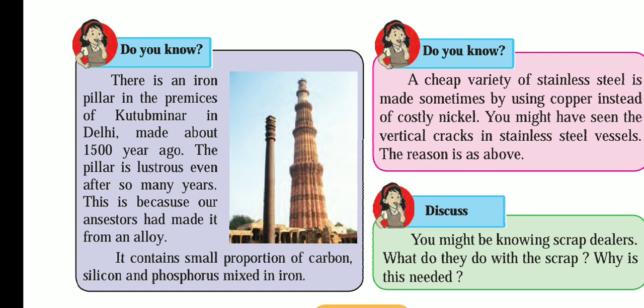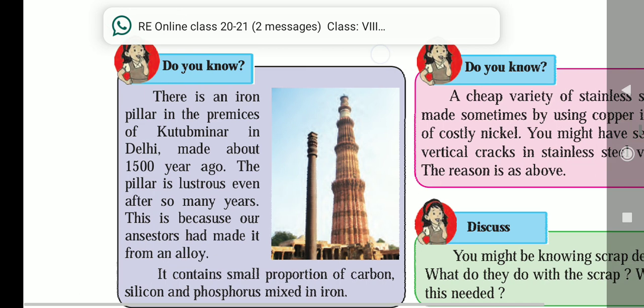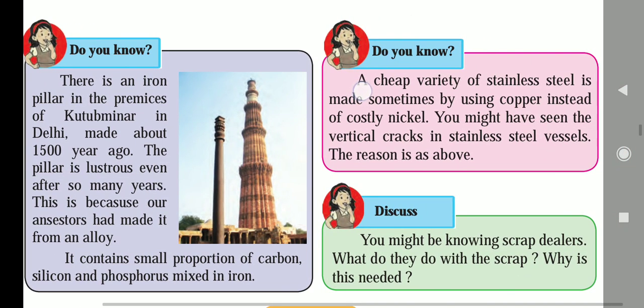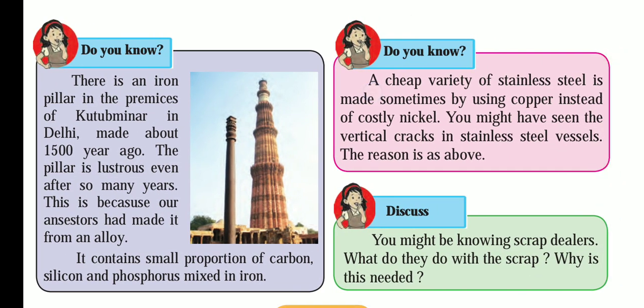It cannot be corroded. It stands straight, and its size and shape have not changed, nor has any corrosion taken place, because our ancestors had formed it from an alloy. It contains a small proportion of carbon, silicon and phosphorus mixed in iron. So carbon, silicon and phosphorus are mixed with iron to form an alloy. So here the iron pillar is there.